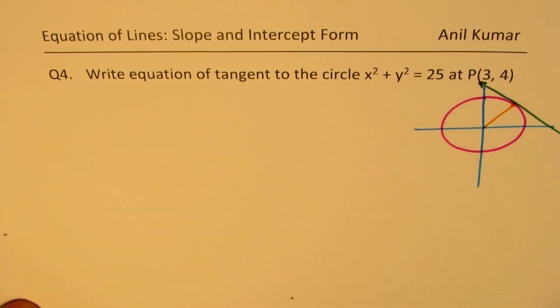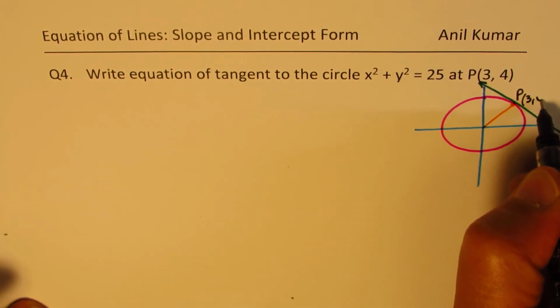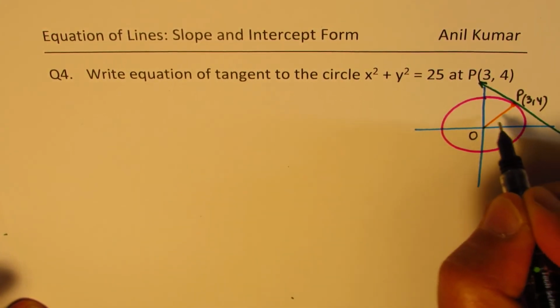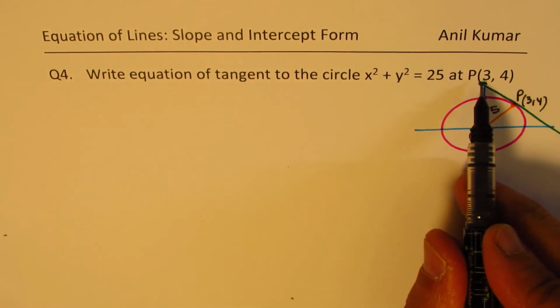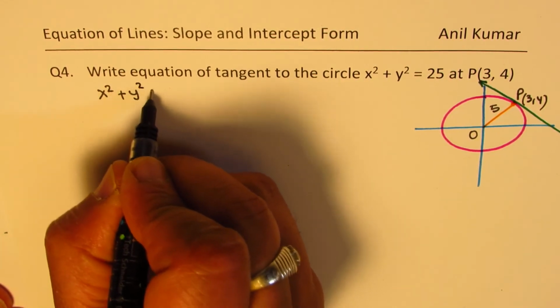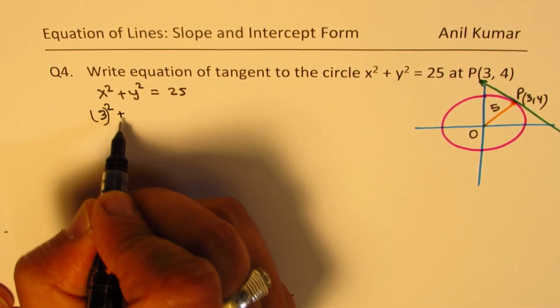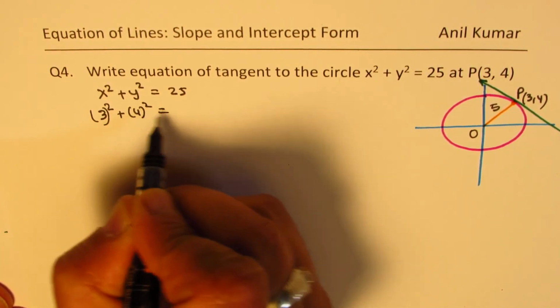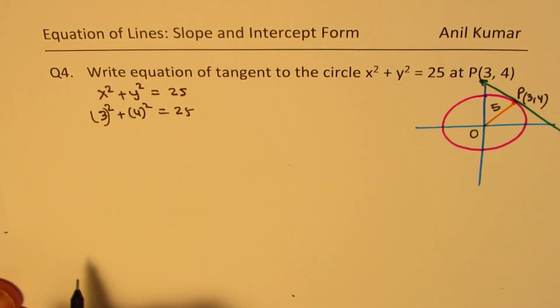Is that clear, right? So that is the situation. This is the point P, which is (3, 4). Here's the origin. The radius is 5. Clear? Now, point (3, 4) is on the circle because, see, x squared plus y squared is 25, right? So if I write 3 squared plus 4 squared, that is also 25. So this is a point on the circle.